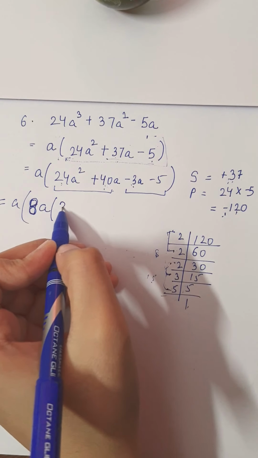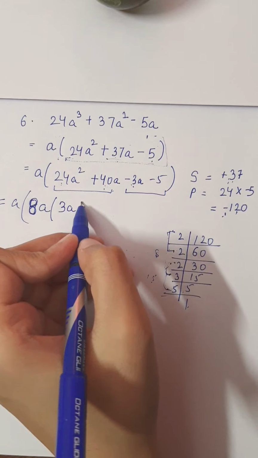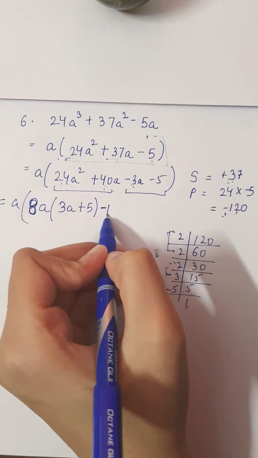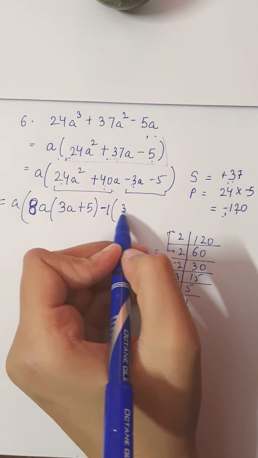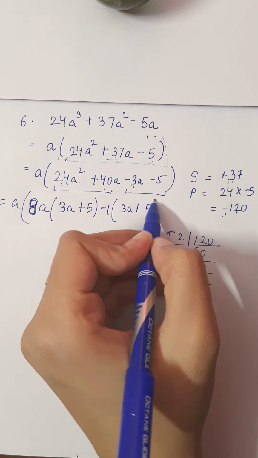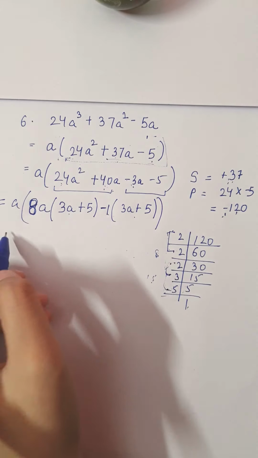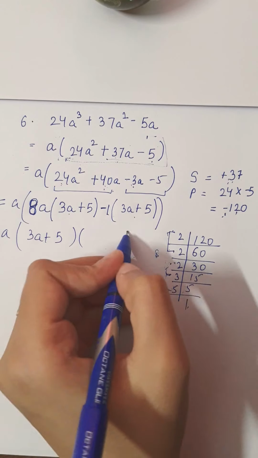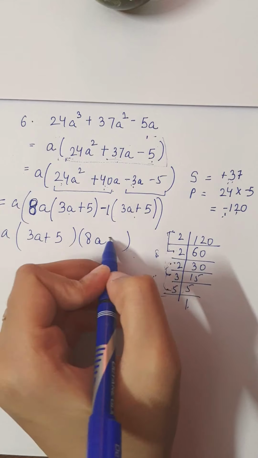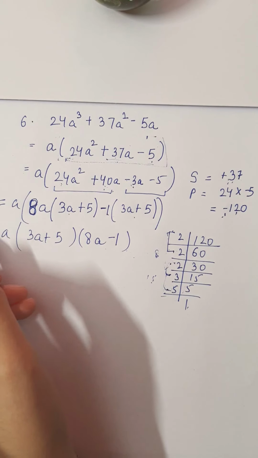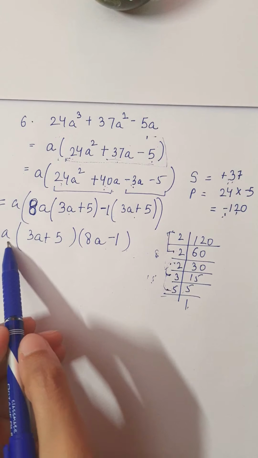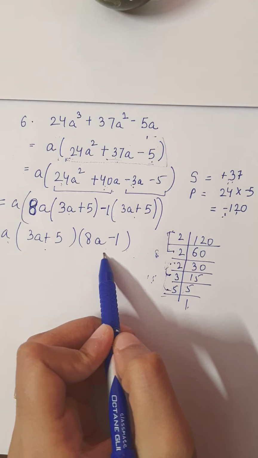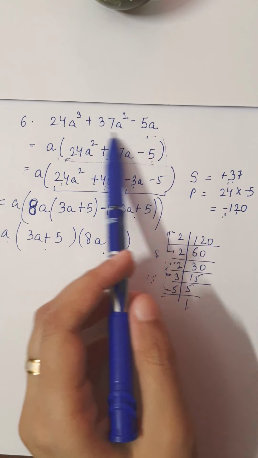So 8 into 3, 24, 1a is left and 5. From the other group only minus sign is common, so I can say minus 1. So here I am left with 3a plus 5. Both brackets are same. So in one bracket I will write the same bracket, and in the other one 8a minus 1. So for this trinomial we have three factors. A is the first factor, this is the second factor, and this is going to be the third factor of the given trinomial.